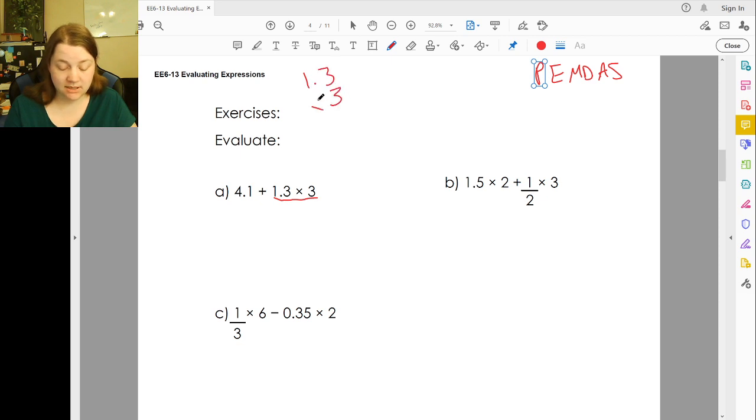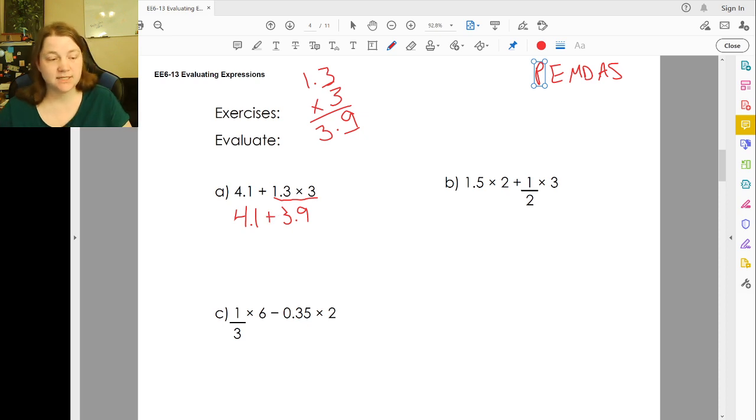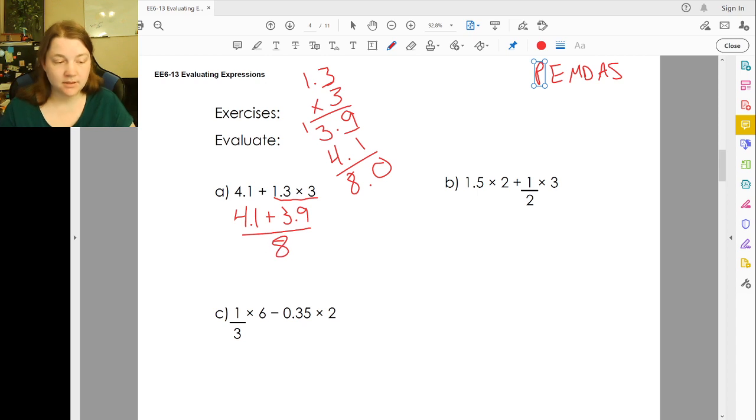1 3/10 times 3. 3 times 3 is 9. 3 times 1 is 3. There's one number after the decimal, so I put one number after the decimal. That becomes 3 9/10. So now I have 4 1/10 plus 3 9/10. When I add 4 1/10 to that, 9 plus 1 is 10, it becomes the number 8, which is my final answer. You go ahead and try the next two, and then we're going to talk about it when you come back. Welcome back.